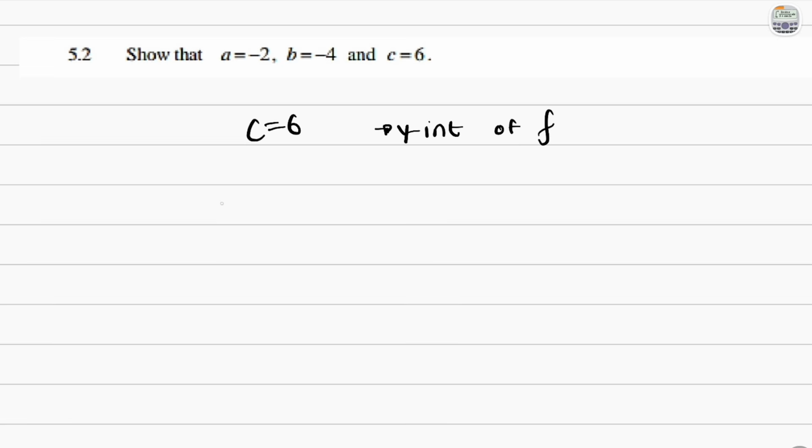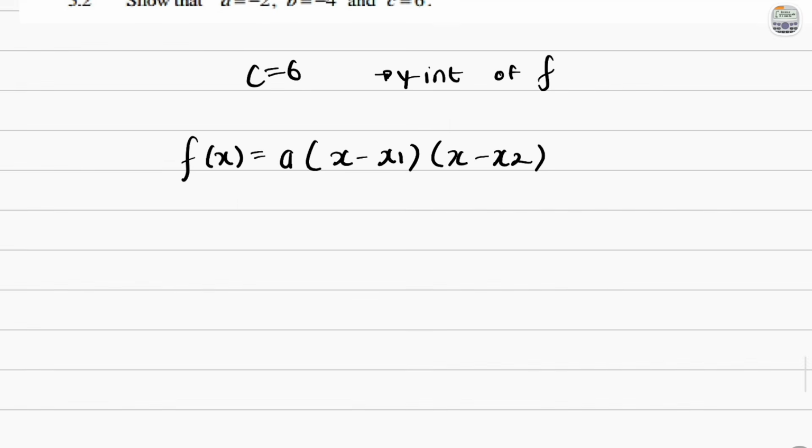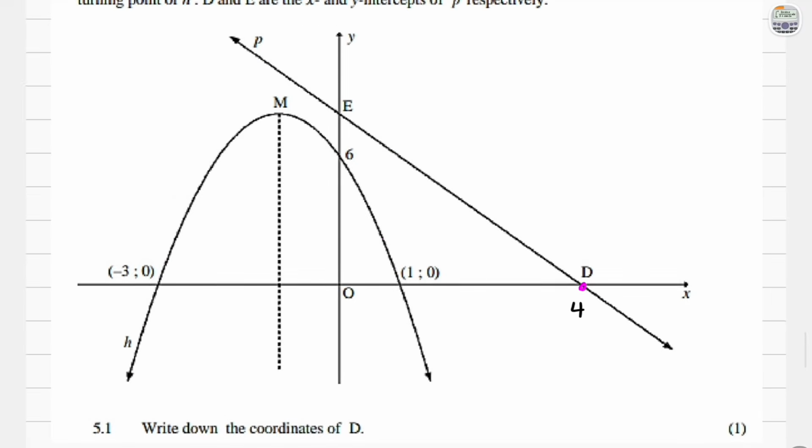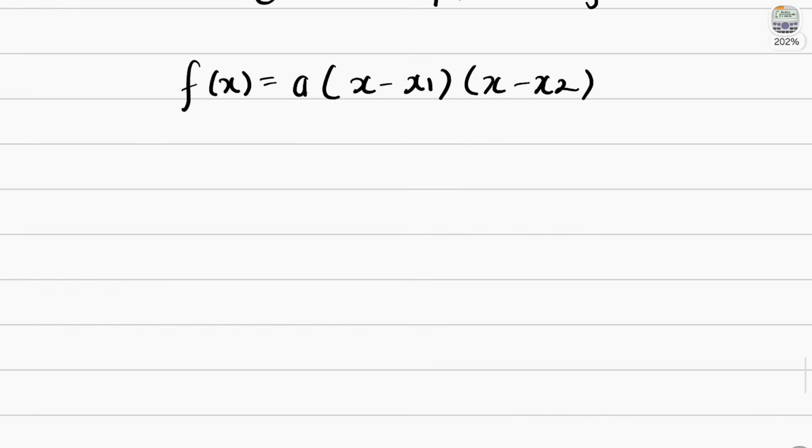So the x-intercept form of the parabola, I'll just call it f of x, is equal to a multiplied by x minus the first root, or the roots form, and then x minus x2. This is the x-intercept format of a parabola. And we're going to go ahead and substitute x1 and x2. So this is our x1, -3, x2 is 1, and let's just substitute.